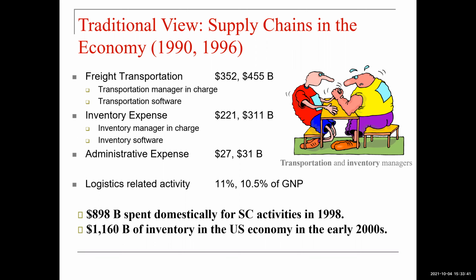The logistics-related activity for the United States accounted for almost 11% of the gross national product. In 1988, 898 billion dollars were spent domestically for supply chain activities. That number increased to 1,160 billion of inventory in the United States economy in the early 2000s. So, a lot of money.